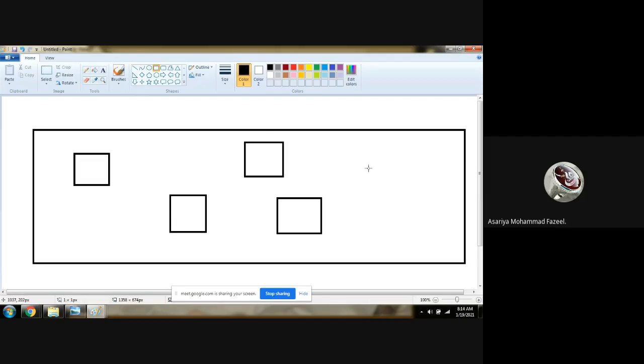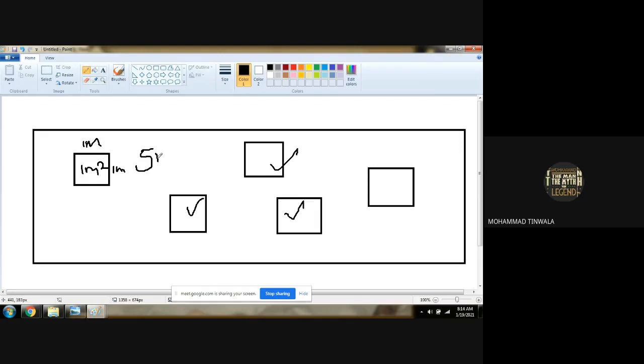Are you getting? Now each side is what? 1 meter. So what will the area be? 1 meter, 1 meter, 1 square meter will be the area. Now there are five squares like this. All five are equal, so multiply by 5. So the total area of the flower beds is 5 square meter. 5 ones are 5.